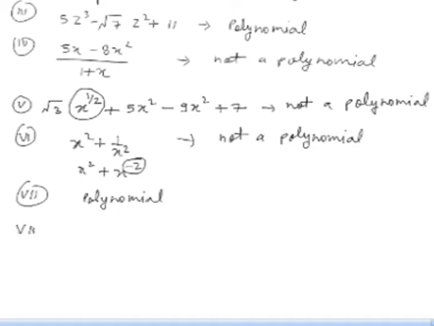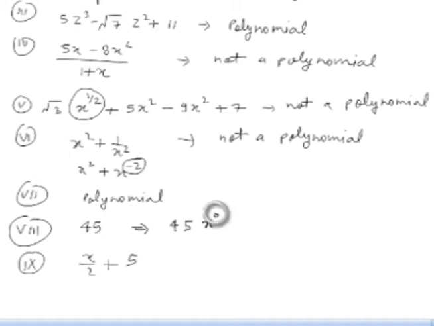And 8 is 45. Why can we write this expression this way: 45 with the exponent of the variable being 0, so it is 45. So we can say that this is also a polynomial. And here x by 2 plus 5, the exponent of x is a positive integer, so it is also a polynomial.